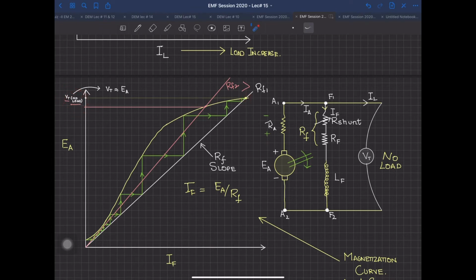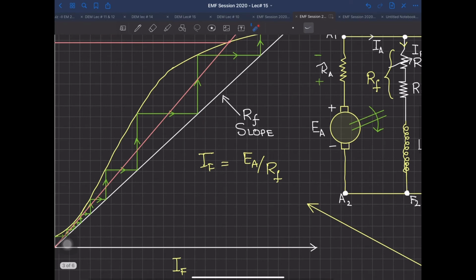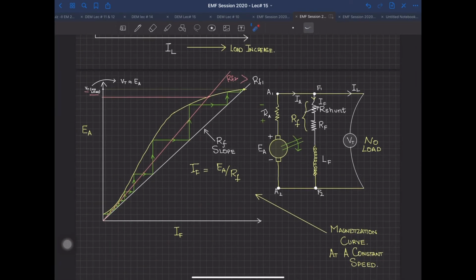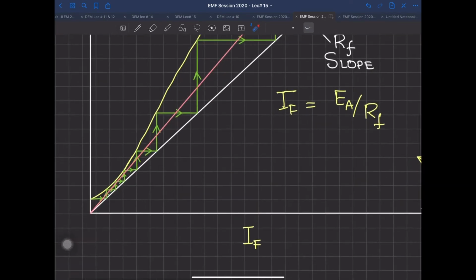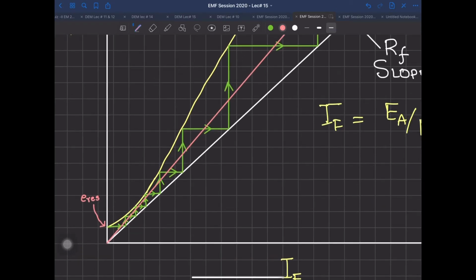But how is this point going to be reached? If you look very closely at the intersection of the two curves over there, your magnetization curve starts not from 0 but from some value. This value at which the magnetization curve starts is the EMF because of the residual flux. So even if your field current is 0, you are going to get this residual flux.